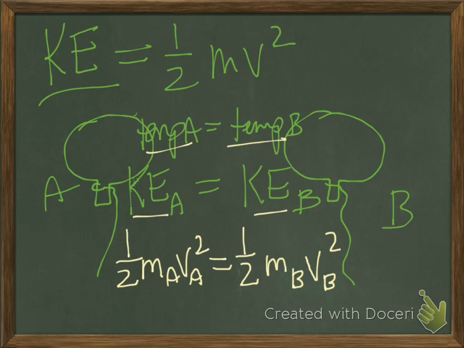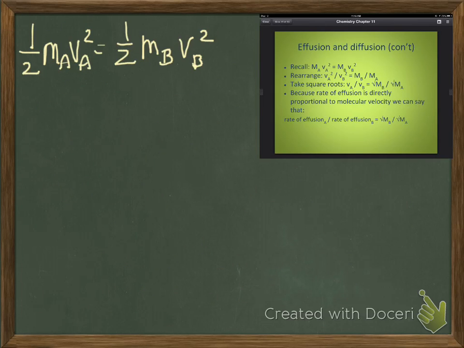If the kinetic energies are equal, then 1/2 the mass of A times the velocity of A squared is equal to 1/2 the mass of B times the velocity of B squared. This is what we're going to start working with. So we're going to do some algebraic magic with our old 1/2 mA vA squared equals 1/2 mB vB squared.